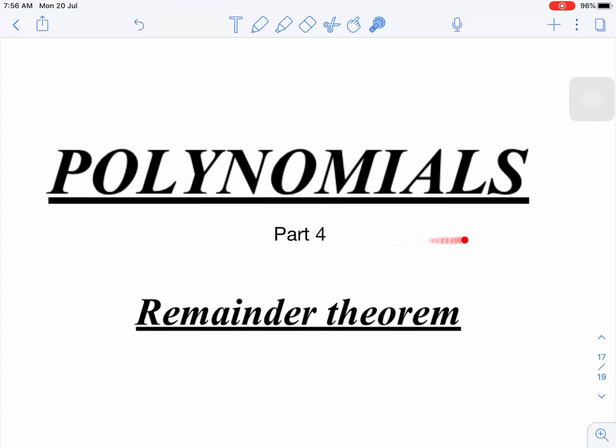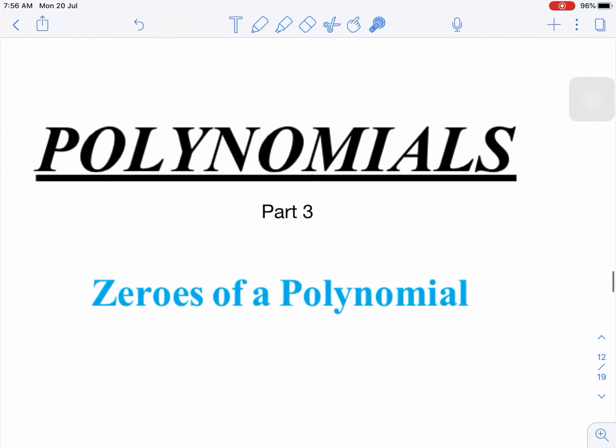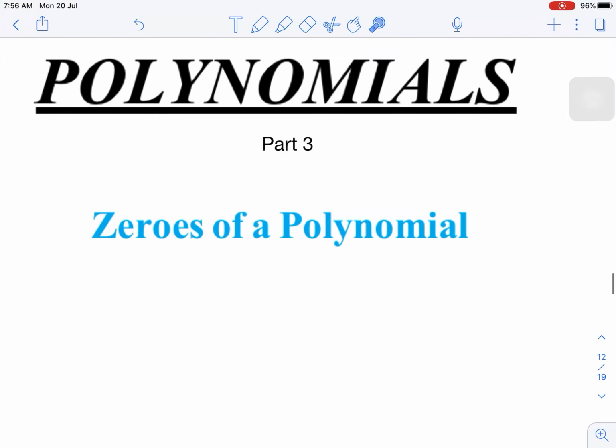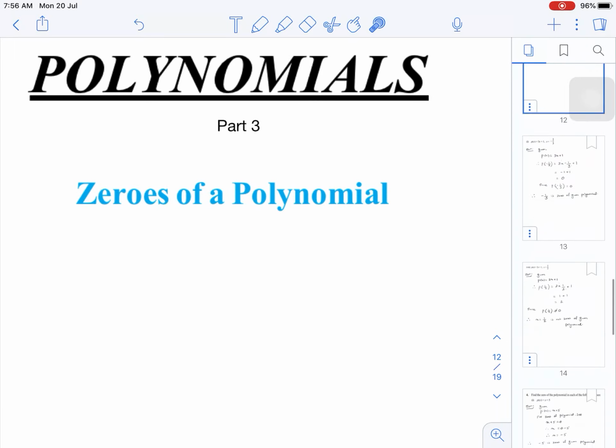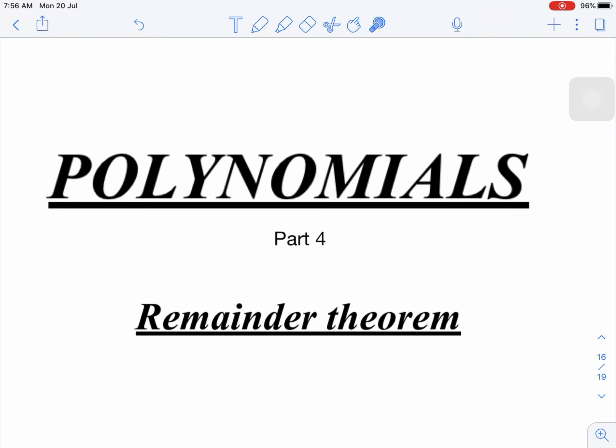We have started a chapter that is polynomials of class 9. In the previous period we have learned how to find zeros of a polynomial. Okay, this topic we have learned in the previous period. Now today we are going to learn our next topic, that is remainder theorem.